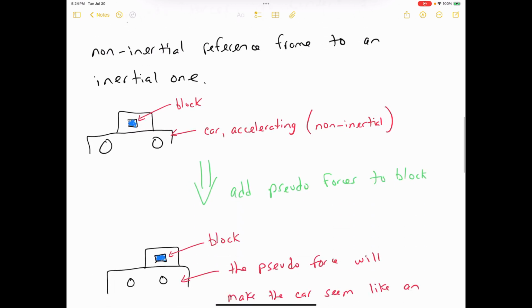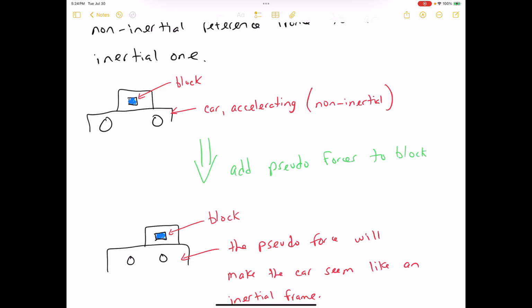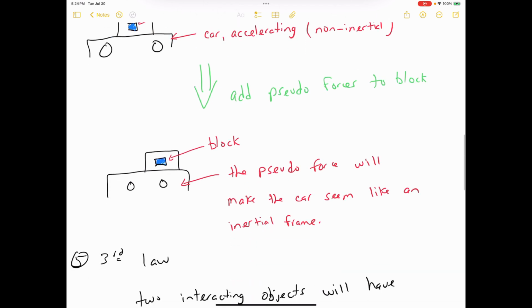Okay, so what we have here is a car that's accelerating at the top, and there's some block, for example, that I want to analyze. I want to analyze the forces acting upon it. But the car is accelerating, so the car is in a non-inertial reference frame. What I could do is add some fake, pseudo, or fictitious forces to the block that counteract the acceleration of the reference frame. And that will allow you to actually analyze the block using Newton's first or second laws, because you've counteracted the accelerating reference frame.